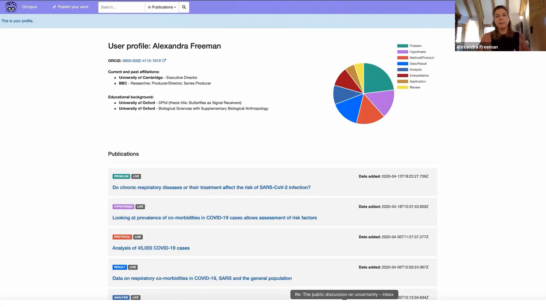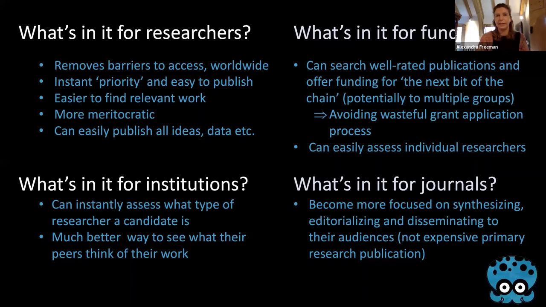So Octopus won't be a good read because it's not based around narrative and it's there for the detail. But that's where journals can then take over in the dissemination process, taking the content from Octopus and editorializing it for their specific audiences. So we have tried to build in benefits for all players within the scientific system, for researchers, for institutions, funders, and even for journals. And hopefully it creates a virtuous circle so that adoption kind of simultaneously by everybody makes the whole world better for everybody.